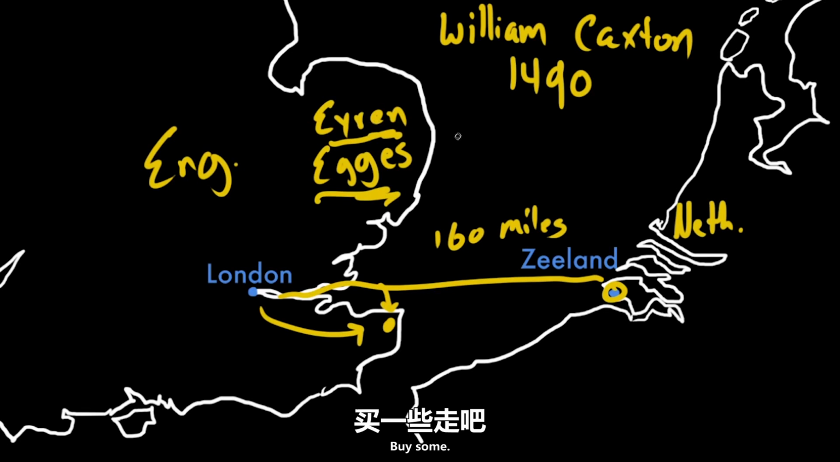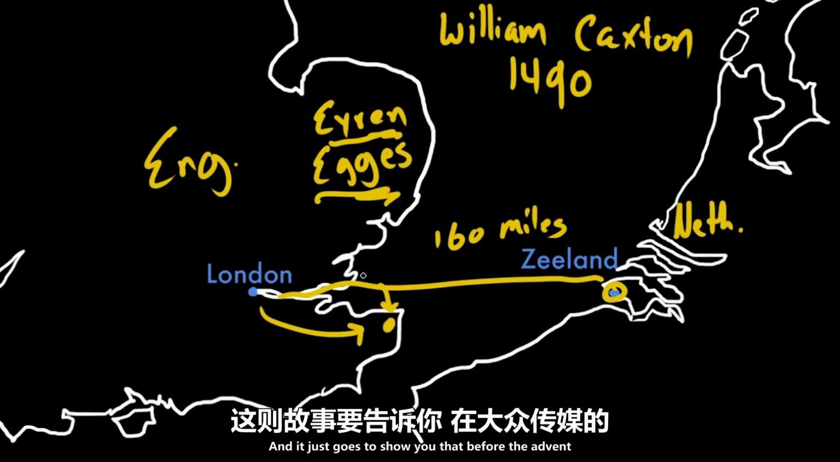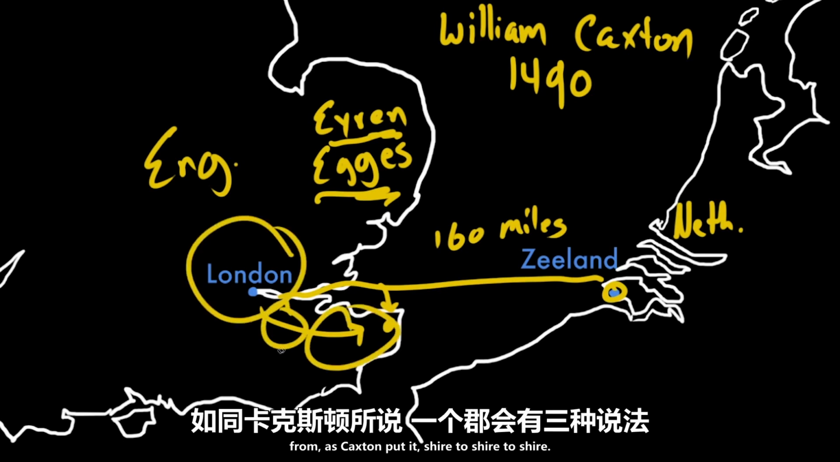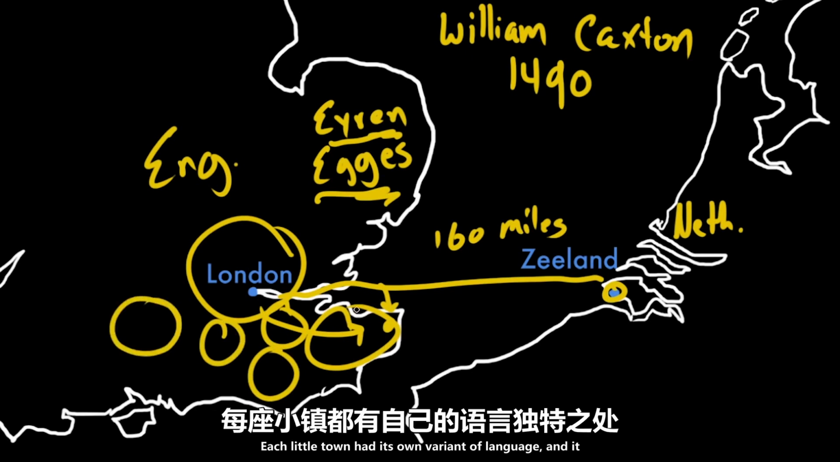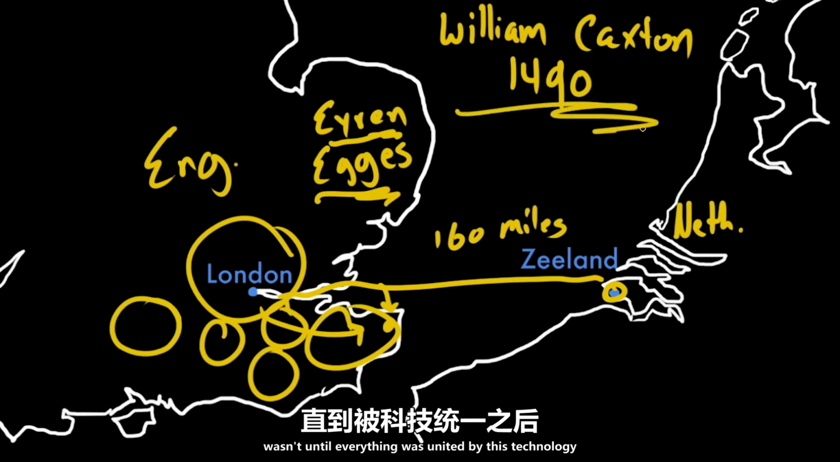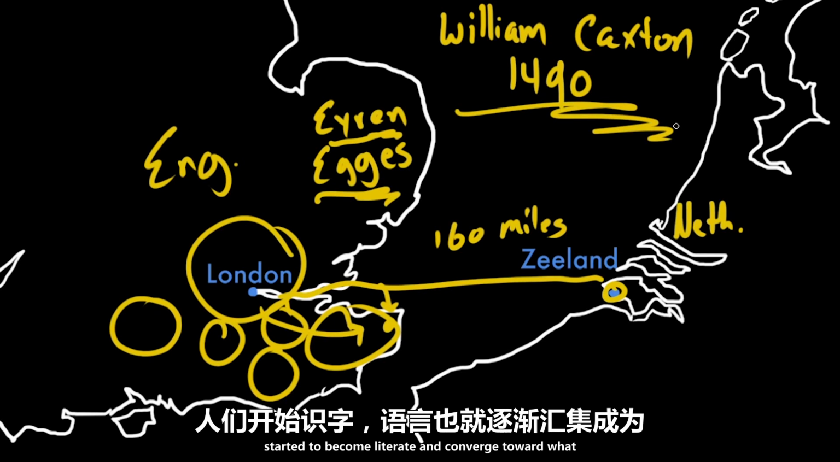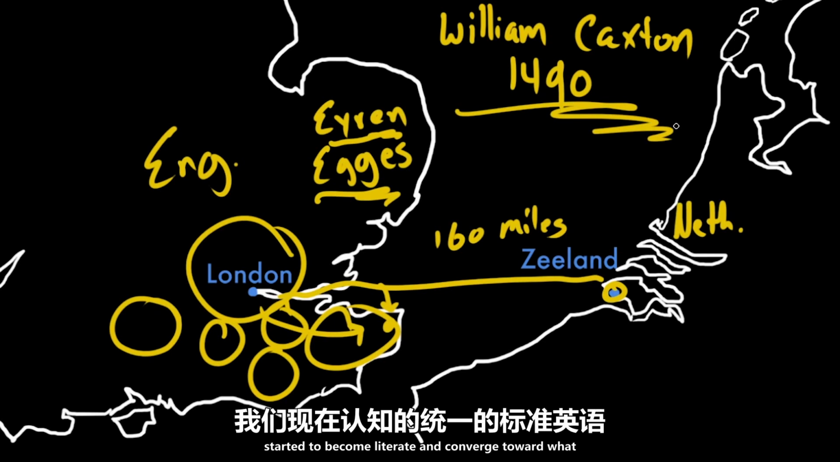Here, buy some. And it just goes to show you that before the advent of mass communication, we could have had variations from, as Caxton put it, shire to shire to shire. Each little town had its own variant of language, and it wasn't until everything was united by this technology that Caxton worked with, the printing press, that people started to become literate and converge toward what we would consider a more unified standard of English.